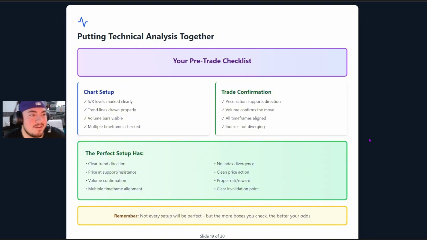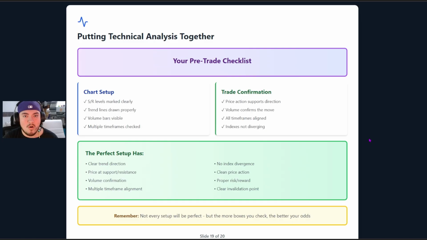All right, so putting technical analysis together, guys. This is your pre-trade checklist. Everything you're looking at on the technical analysis side, right? For the chart setup, you're looking for support and resistance levels to be marked clearly, trend lines drawn properly, volume bars visible, and multiple time frames checked.